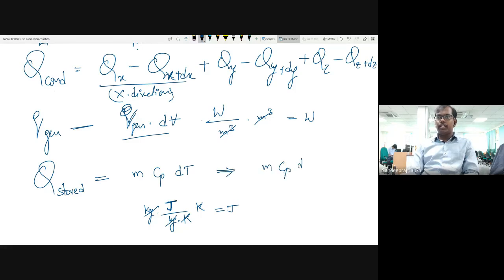mCp dT by dt. So can I take this dt over here? That is, can I change, can I take this time or mass? No, you cannot take it because the mass is fixed and mass is not changing. Can I take with respect to Cp? No, you cannot take with respect to Cp. The Cp is also more or less the same.